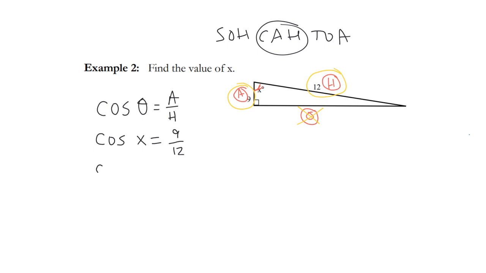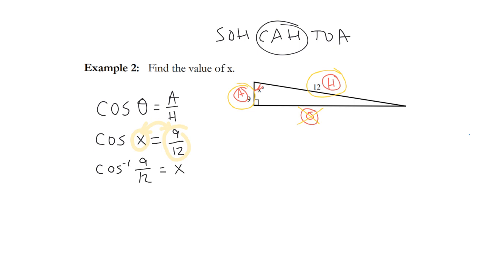So this is where we write cosine raised to the -1, which is our inverse cosine. And now we're going to take this and swap them around. So we're going to say cosine inverse of 9 over 12 equals x.